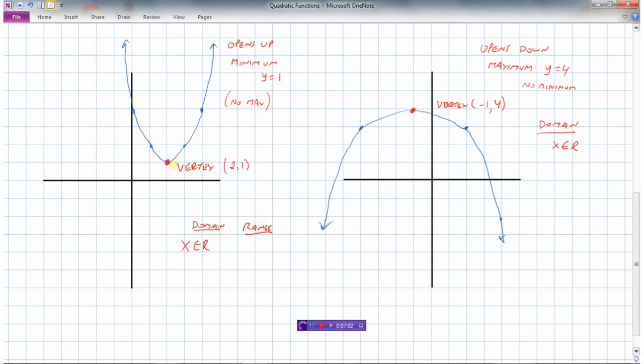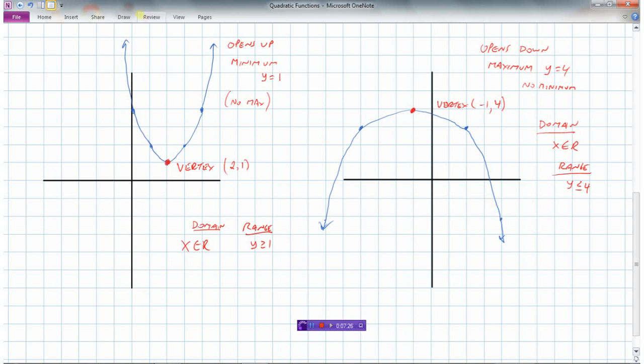So the only question is, what is the range? And of course, if this opens up, then there would be a minimum value of 1. So we'd have y values greater than or equal to 1. And over here, since we have a maximum value of 4, the range would be y less than or equal to 4, because for all the y values below 4, you can find points on the graph.